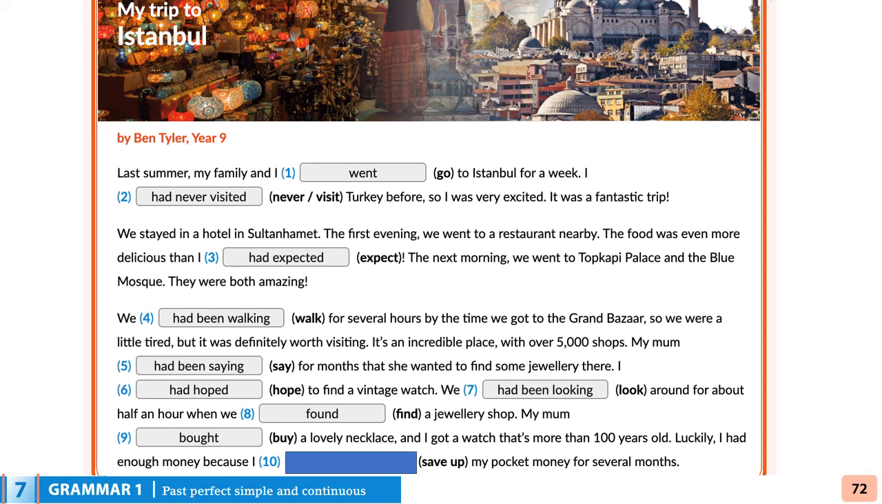Luckily, I had enough money because I had been saving up my pocket money for several months.